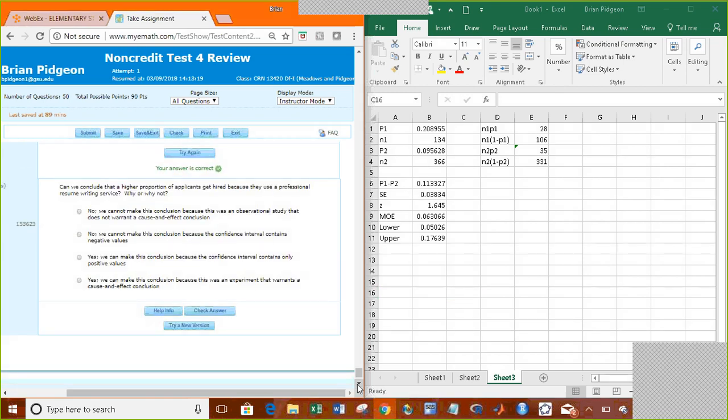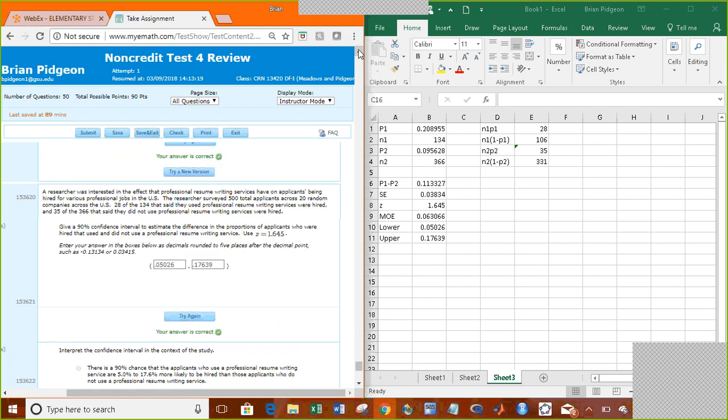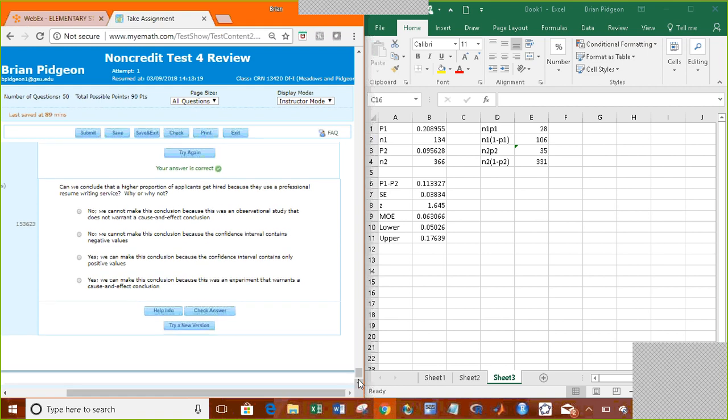So, can we conclude that a higher proportion of applicants get hired because they use a professional resume writing service? No, we cannot make this conclusion because this is an observational study that does not warrant a cause and effect conclusion. No, we can't because the confidence interval contains negative values. Well, that's not true. Yes, we can because the confidence interval contains only positive values. Yes, we can because this was an experiment that warrants a cause and effect conclusion. Did they randomly assign people to these? 500 total applicants across 20. Okay, it's not an experiment. In an experiment, we randomly assign people to being in the professional writing group or not.